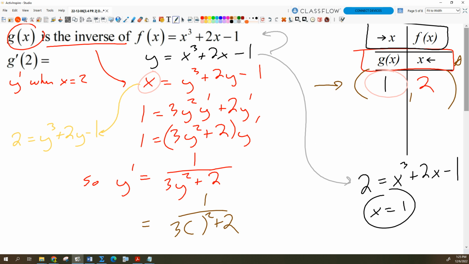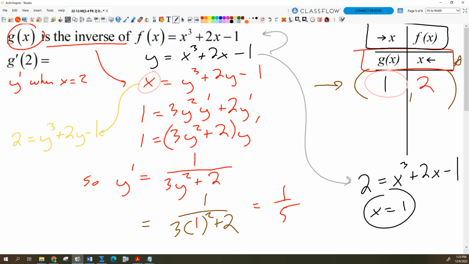And so this is the inverse direction, is right to left. Input on the right, output on the left. So y, the output of the inverse, is 1. Okay, so I would be plugging in a 1 there and I would get the result 1 over 3 plus 2 is 1/5. Right? Okay. Make sense? That's what we did.